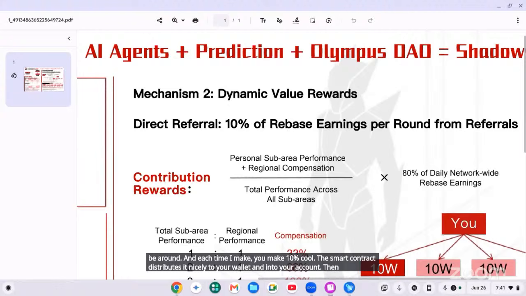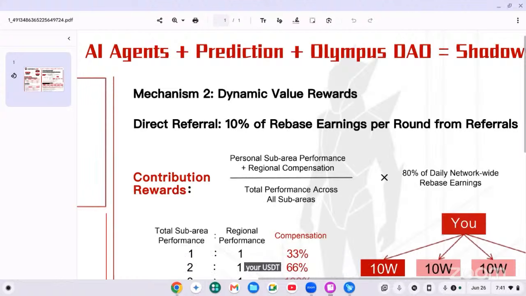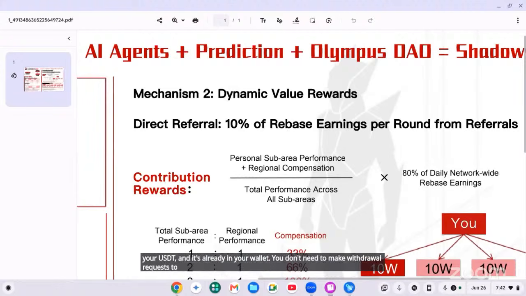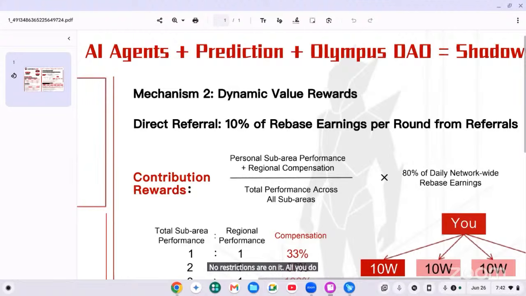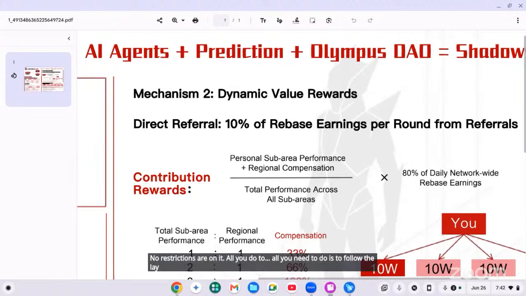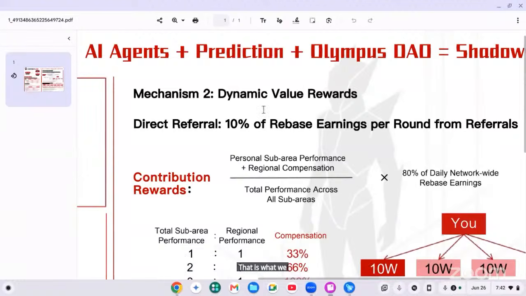Then you go ahead and engage the internal swap that has been instituted into your USDT, and it's already in your wallet. You don't need to make withdrawal requests to any admin to approve or deny. The rules are simple. When you earn this token, it's as good as you buying it from the market. No restrictions are on it. All you need to do is follow the laid down procedure and swap it back into your USDT. Then you have your cash at hand. That is what we call the direct referral earnings.